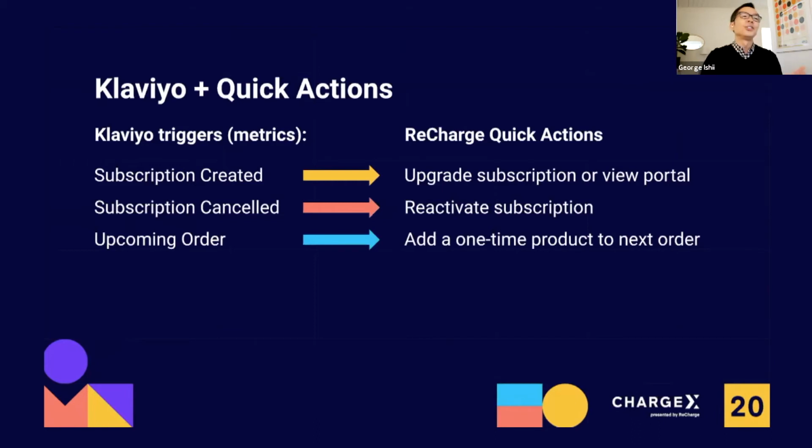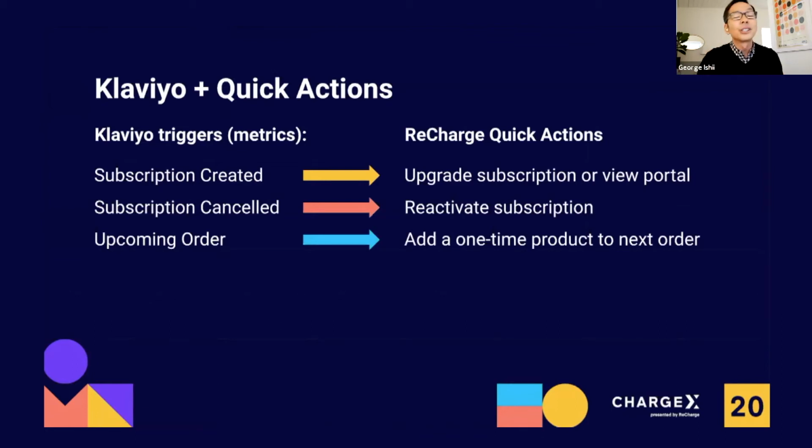So let's look at a few Klaviyo actions, right? The most important ones pertinent to subscriptions are when a subscription is created, when a subscription is canceled, or when an upcoming order is coming. So when a subscription is created, you could send a welcome email that gives them the opportunity to maybe upgrade their subscription, maybe add a one-time product, or maybe view any page in their customer portal. Subscription canceled, goes without saying. Reactivation links, opportunities to really win that subscription back.